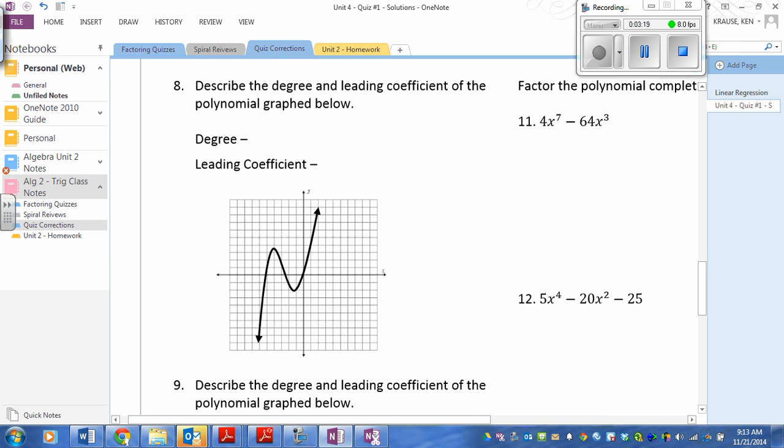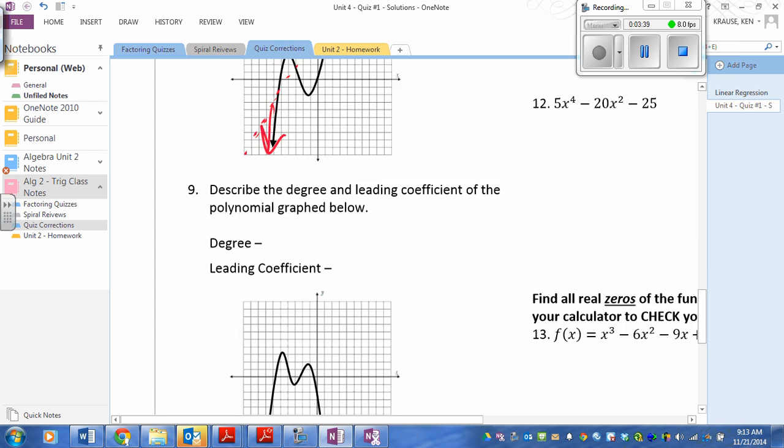On the back page. Okay, so this is the squiggle. The arrows are pointing up and the arrows are pointing down. That means that the degree must be odd. And if you look at the general look of this line, it's generally going up, so that means it has a positive leading coefficient.